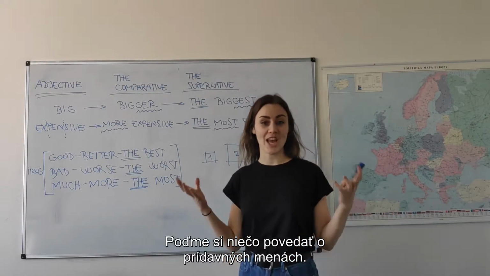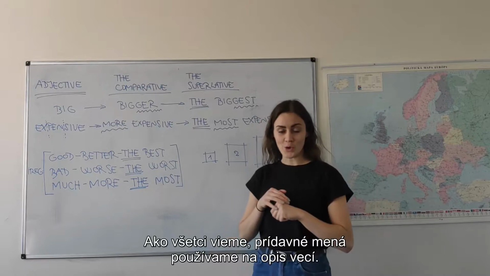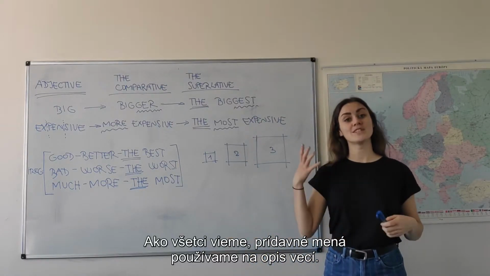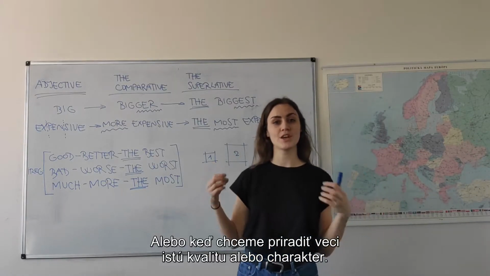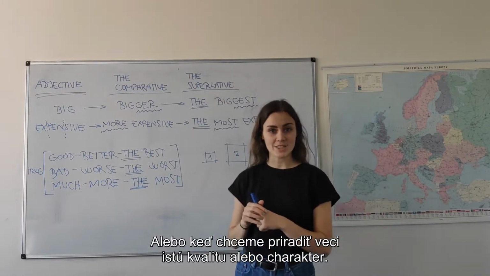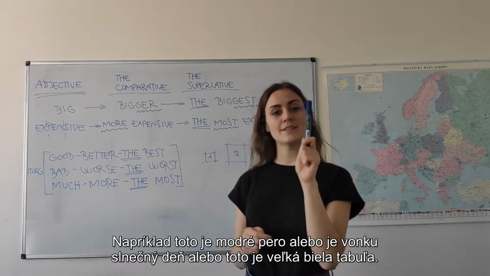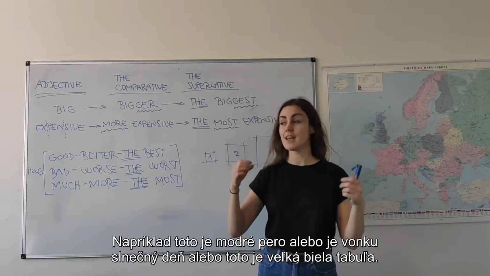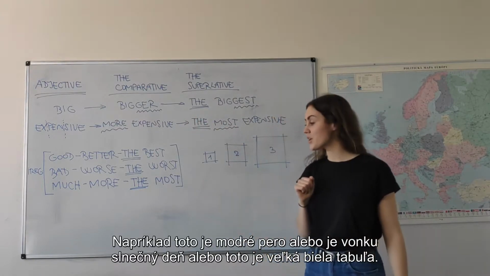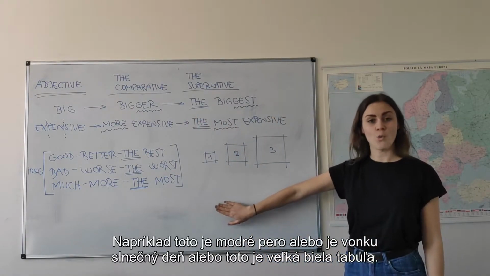Let's talk about adjectives. As we all know, we use adjectives for describing things, or when you want to give a thing a certain quality or character. For example, this is a blue pen, or it is a sunny day outside, or this is a large white board.